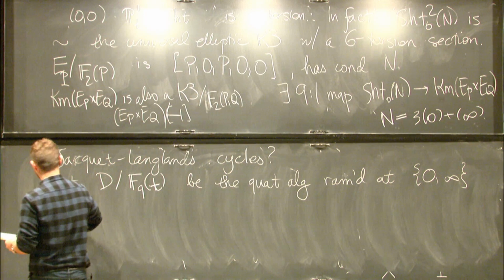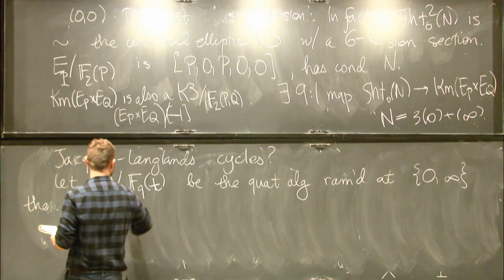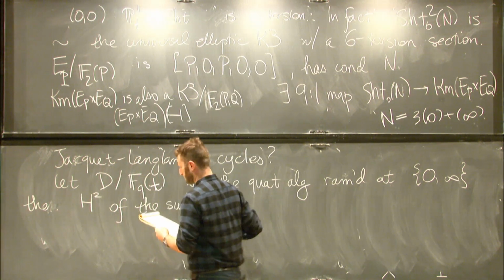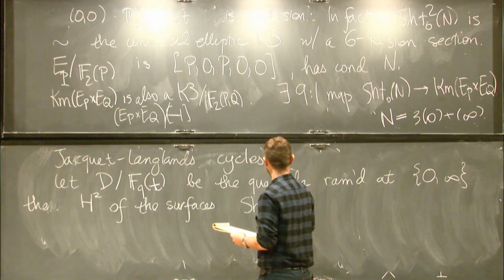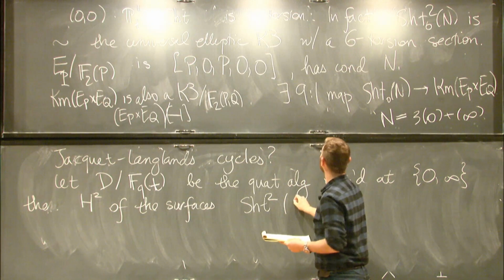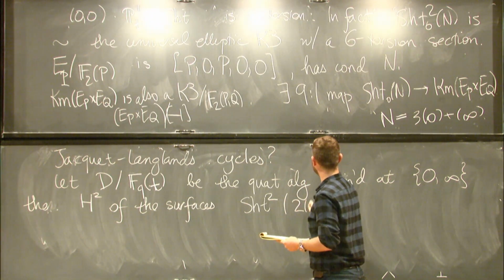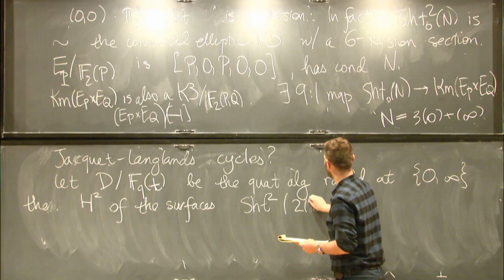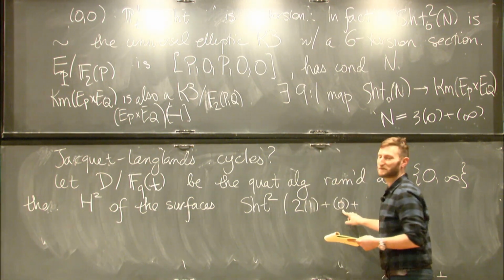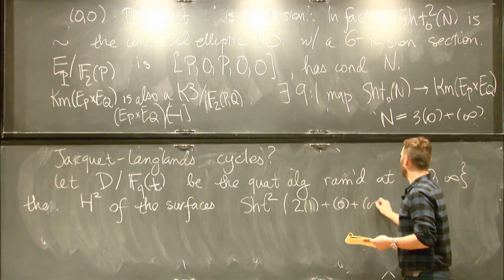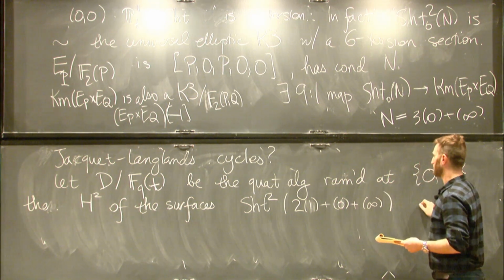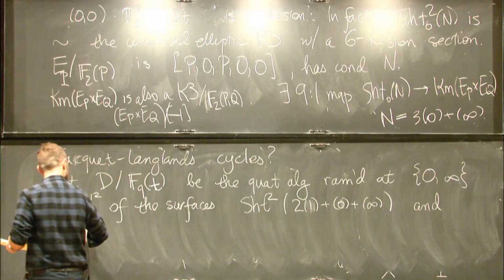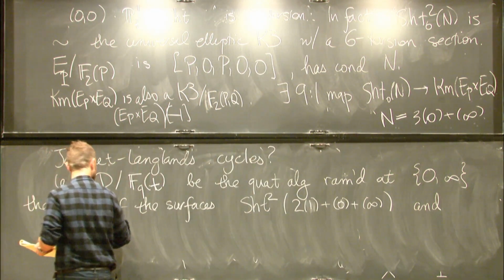So what I'll say here is that the H2 of the surfaces... there's a shtukas space with two legs. And I'm going to do, again, the same level, 2, 0, plus 1, plus infinity. Oh, actually, I want to switch over so that 1 is in this role and 0 is in this role. You'll see why in a second. And then the other one has to do with D shtukas, whatever that means.